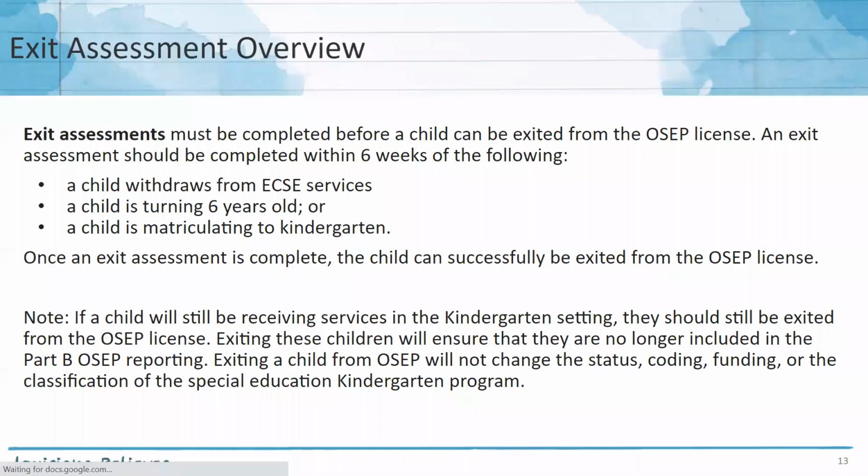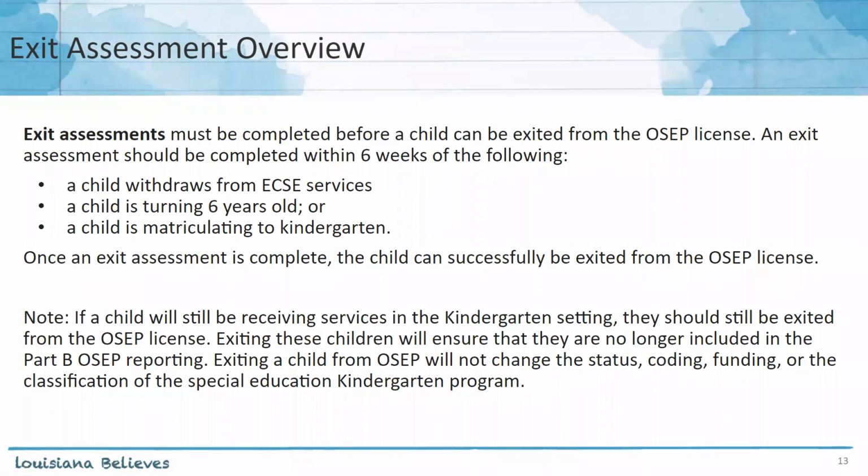The following information will provide an overview of exit assessment requirements. Exit assessments must be completed before a child can be exited from the OSEP license. An exit assessment should be completed within 6 weeks of the following: a child withdraws from early childhood special education services, a child is turning 6 years old, or a child is matriculating to kindergarten. Once an exit assessment is complete, the child can successfully be exited from the OSEP license.